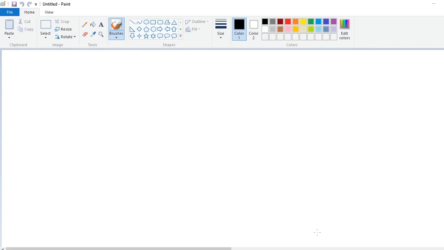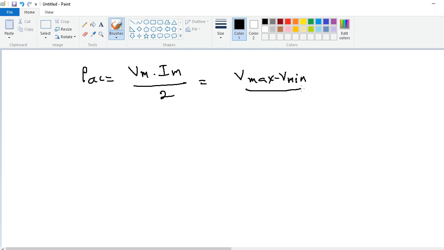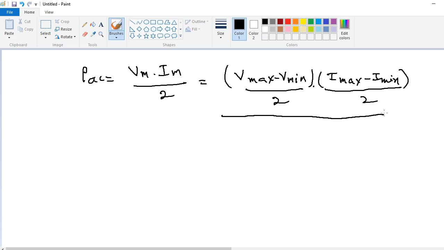Okay. So substitute these values in the equation. What is the basic equation? PAC is equal to Vm by root 2 into Im by root 2, that is equal to Vm into Im divided by 2. So Vm is equal to V maximum minus V minimum by 2, into Im is equal to I maximum minus I minimum by 2, divided by 2. So overall this 2 divided by 2.